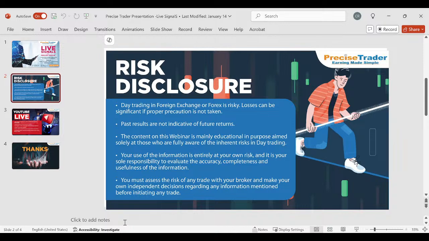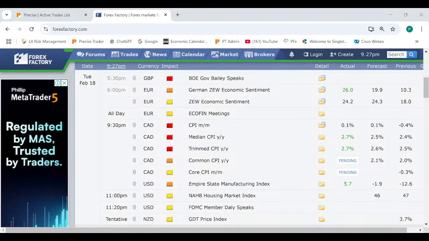So, with that, I think we move on to our live trading. Okay, the key data that is out, I think just now the data is out.